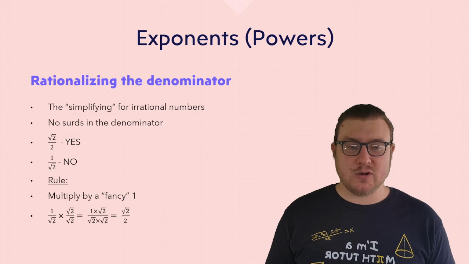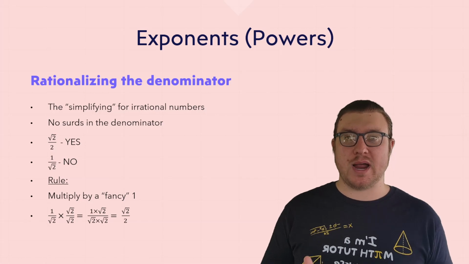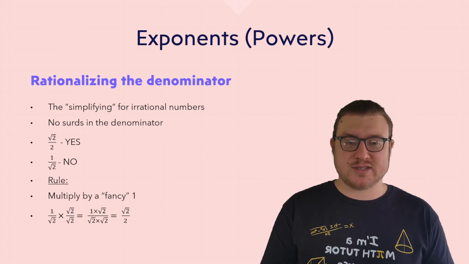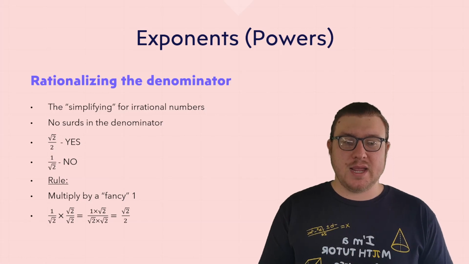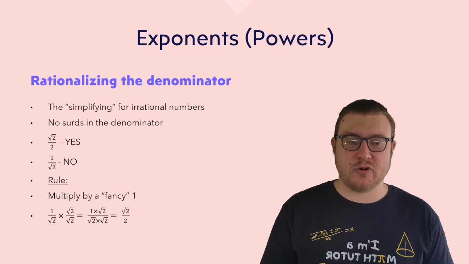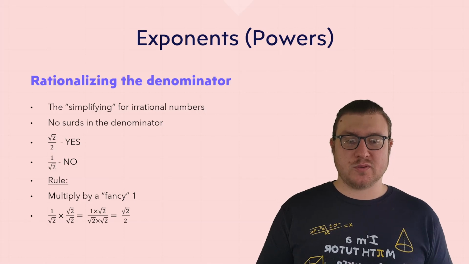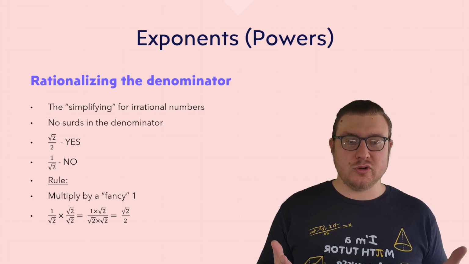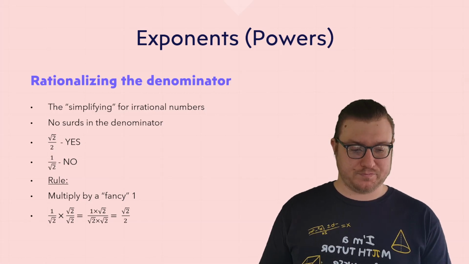So let's have a look here. We take our 1 over square root of 2 and multiply by square root 2 over square root 2. Top times top gives us square root 2 in the numerator, and the bottom times the bottom gives us root 2 times root 2. Since the square root is the opposite of squaring, this will just be 2. And we get the answer as above. So square root 2 over 2 is actually the same value as 1 over square root of 2.